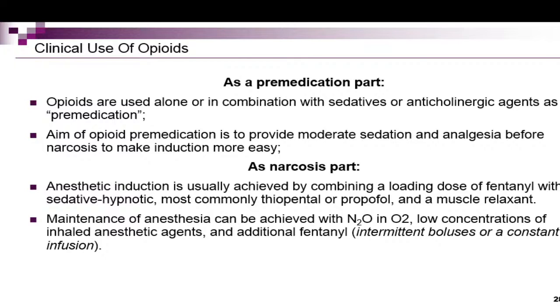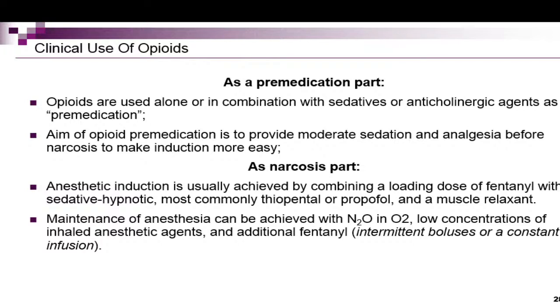Where can we use opioids in anesthesiology? Opioids are a pre-medication part. Opioids are used alone or in combination with sedatives or anticholinergic agents as a pre-medication. It's a pharmacological preparing of the body for main narcosis. The aim of opioid pre-medication is to provide moderate sedation and analgesia before narcosis to make induction easier. And as a part of narcosis, we can use them.